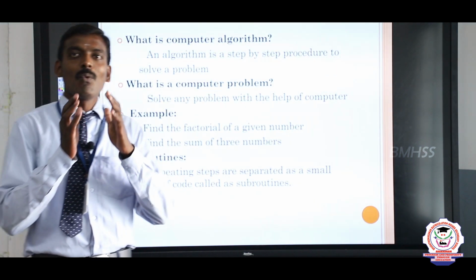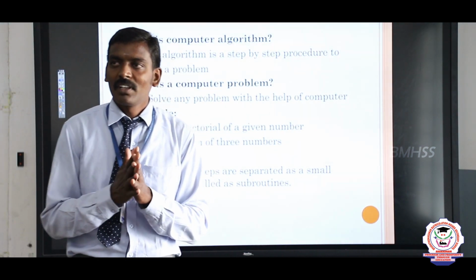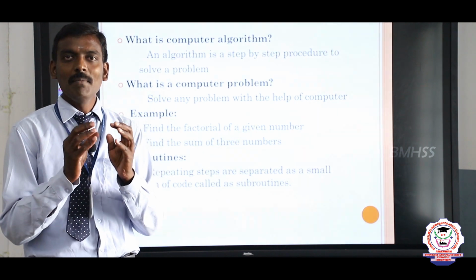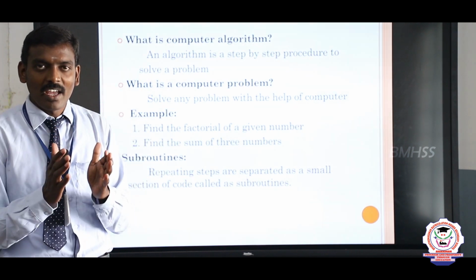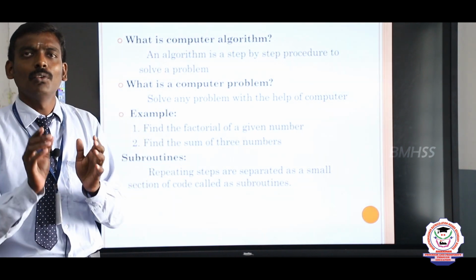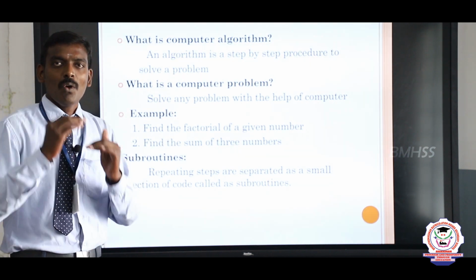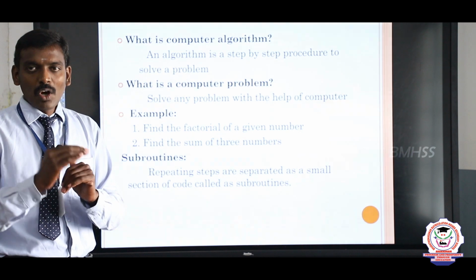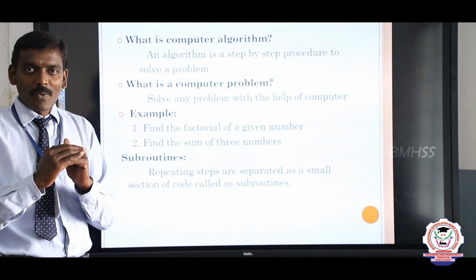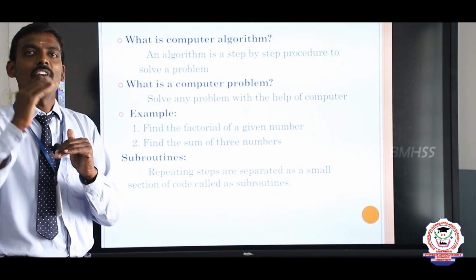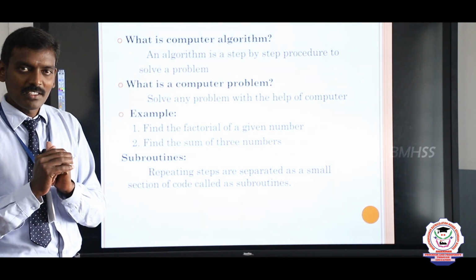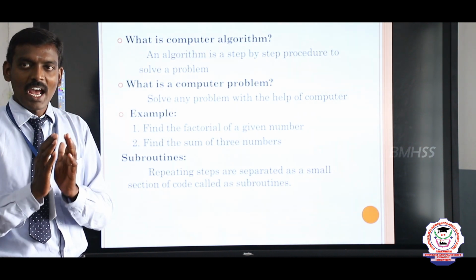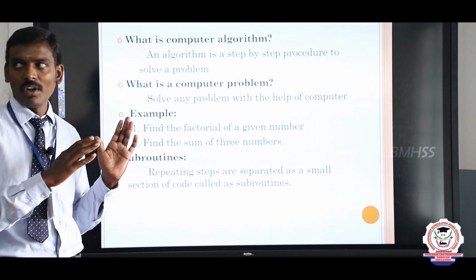First of all, what is a computer algorithm? A computer algorithm is a step-by-step procedure or sequence of steps to solve a particular problem. Why are we writing an algorithm? Algorithm is the step before writing the code for a particular task. So, once the algorithm is clear, we enter into the coding part.